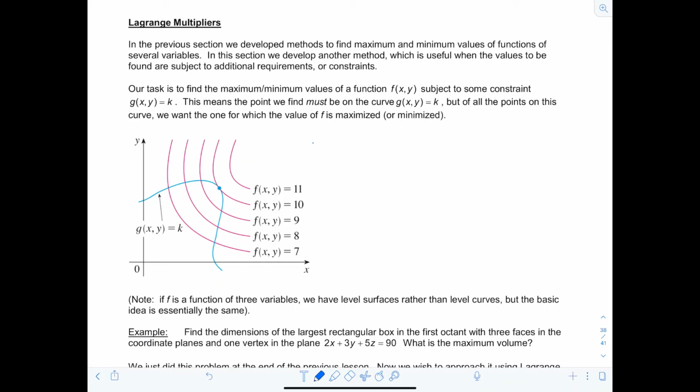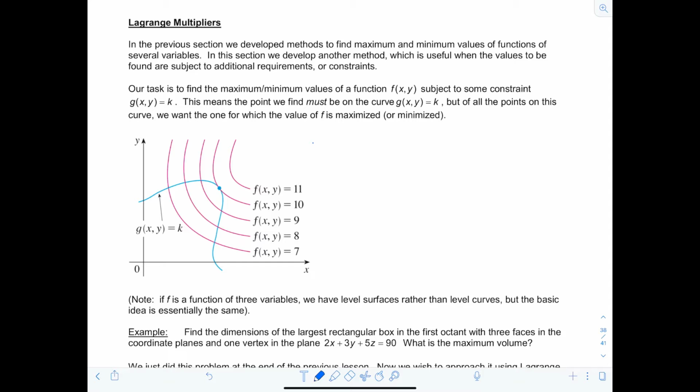This is Calculus 3 video lecture number 18 on Lagrange multipliers. Now, in the previous section, we developed methods to find maximum and minimum values of functions of several variables. And in this section, we're going to develop another method which is useful whenever the values to be found are subject to additional requirements, which we call constraints.